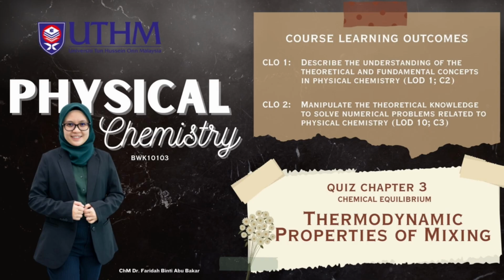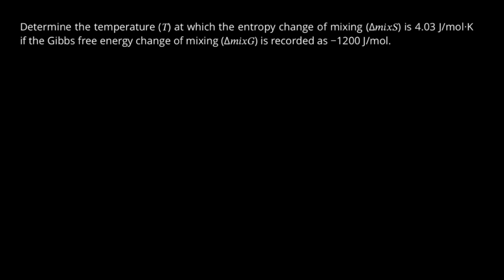In this video, we shall discuss a question on thermodynamic properties of mixing. So let's get started. Determine the temperature at which the entropy change of mixing is 4.03 joule per mole Kelvin if the Gibbs free energy change of mixing is recorded as negative 1200 joule per mole.